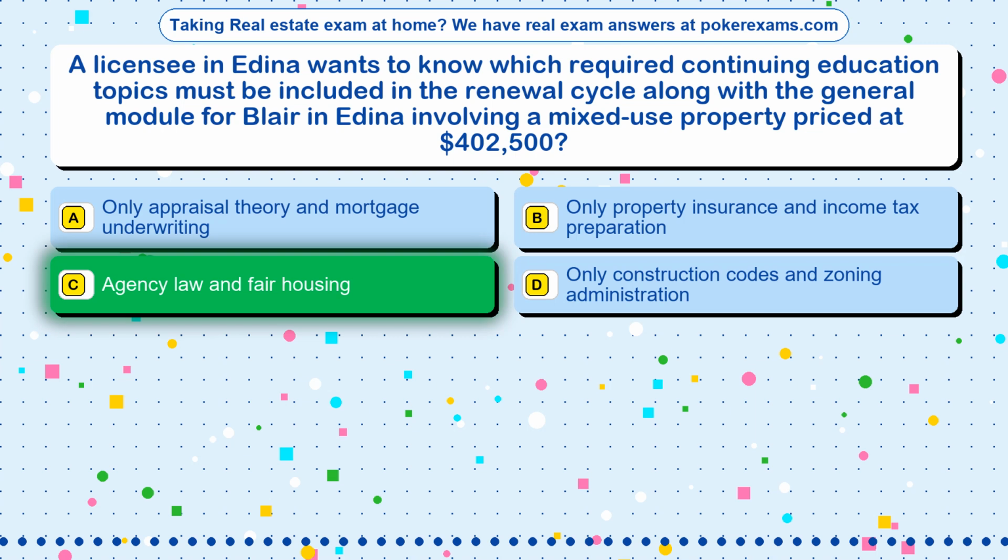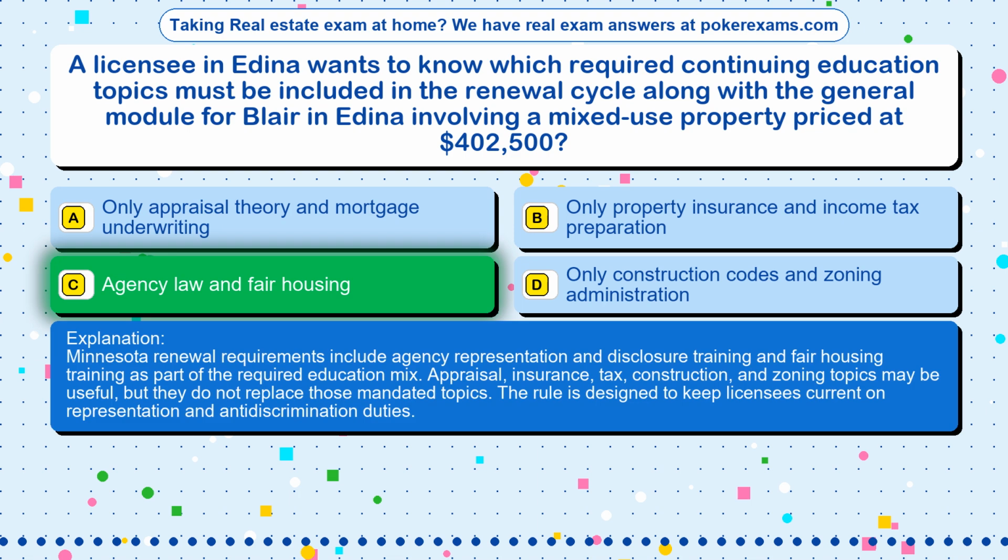The correct answer is option C, agency law and fair housing. Minnesota renewal requirements include agency representation and disclosure training and fair housing training as part of the required education mix. Appraisal, insurance, tax, construction, and zoning topics may be useful, but they do not replace those mandated topics. The rule is designed to keep licensees current on representation and anti-discrimination duties.